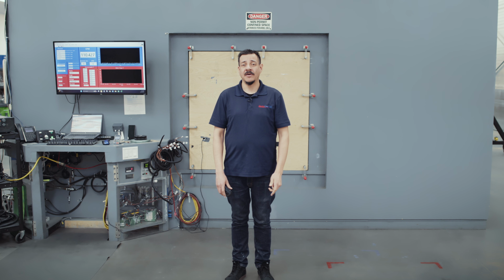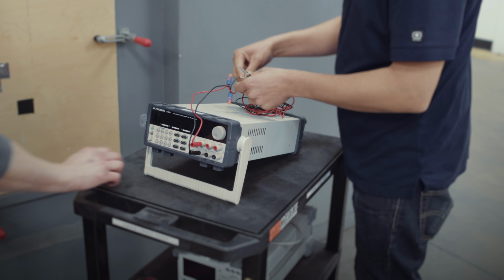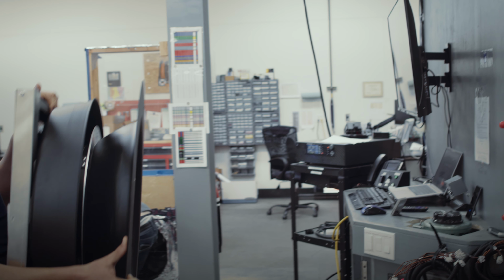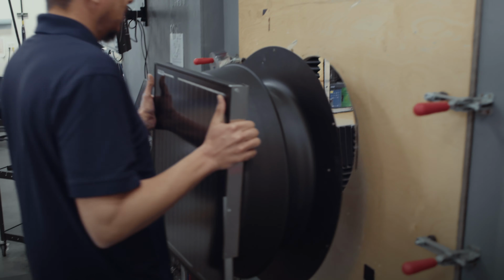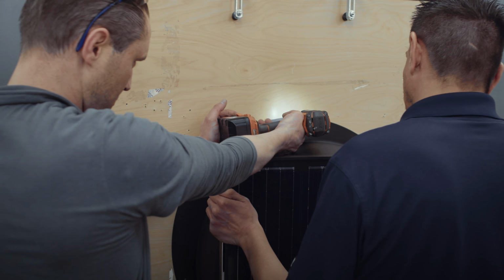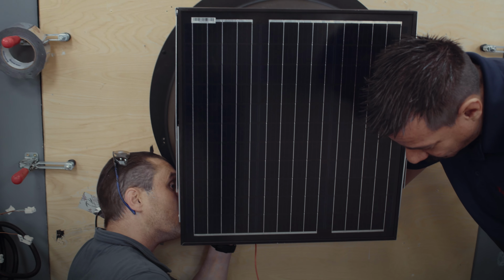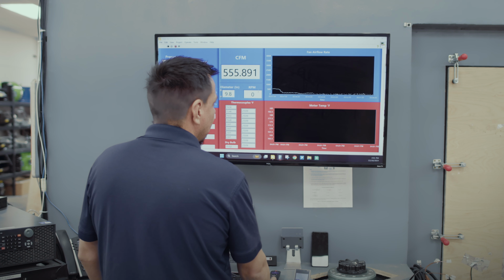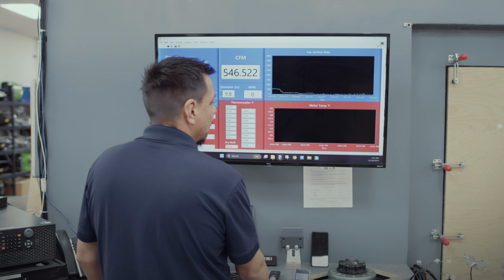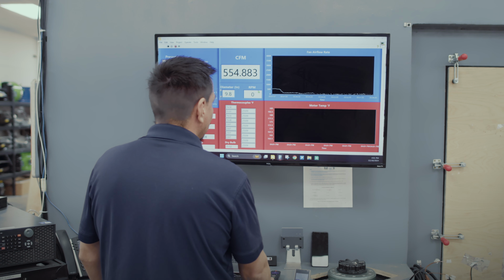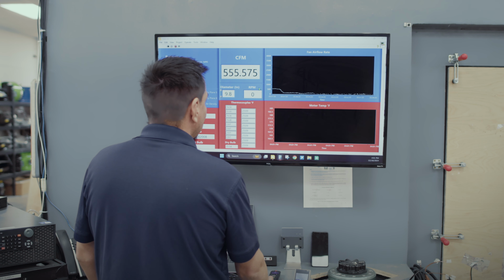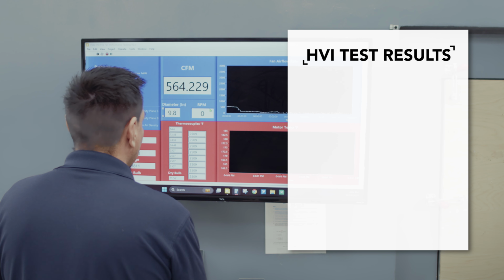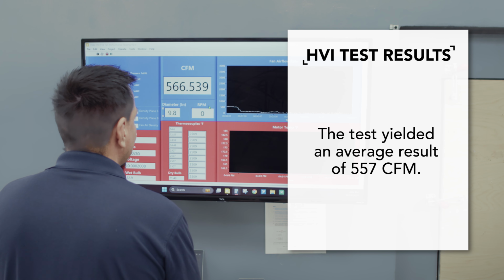To test our solar attic fan, we're going to first input the specs of the solar panel into our DC power supply. We've already got our fan running at 0.03 inches water column, and that's the figure we're going to use for our reporting. We're wrapping up the HVI test on the natural light fan. We have the DC power supply set to 17 volts, 2.82 amps. After averaging out these numbers for roughly 2 minutes, we're getting an average of 557 CFM.